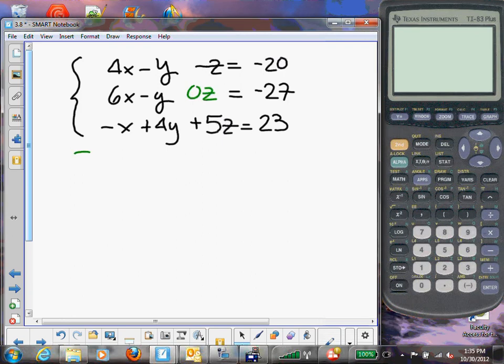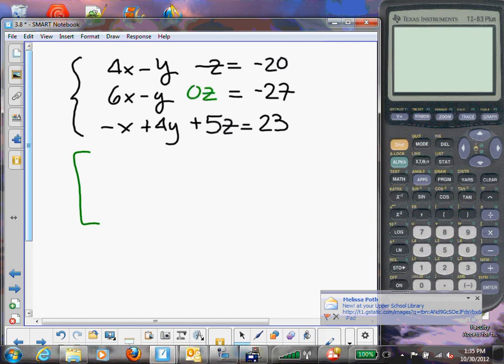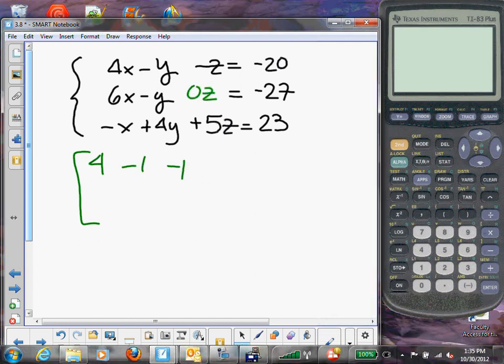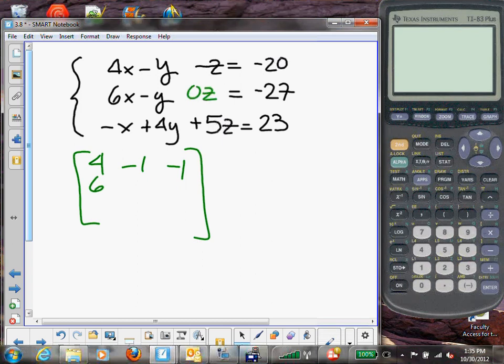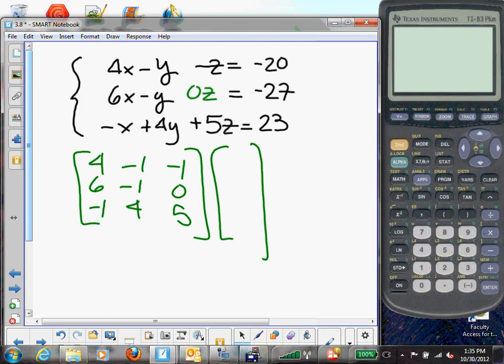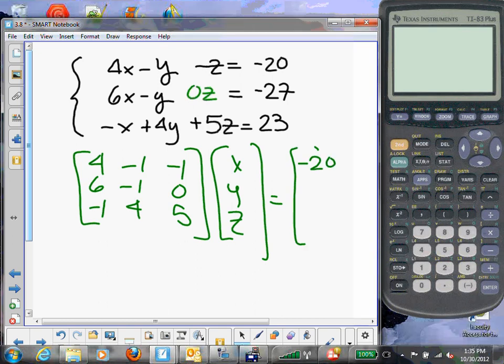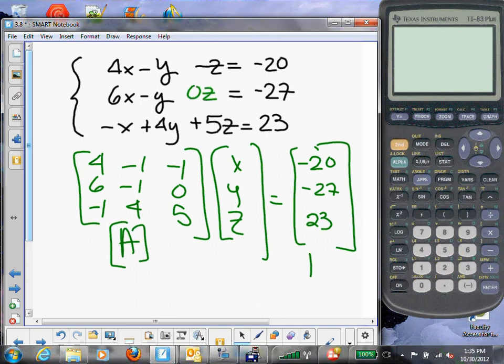Okay? So, my coefficient matrix is going to go 4, what? Negative 1, negative 1. And then negative 1 and then negative 1, 4, and now what am I going to write here? Yes, and it goes down. All right? Are you all with me? Yes. And then over here, my answer is going to say negative 20, negative 27, and 23. Okay, this is my A matrix. This is my B matrix.